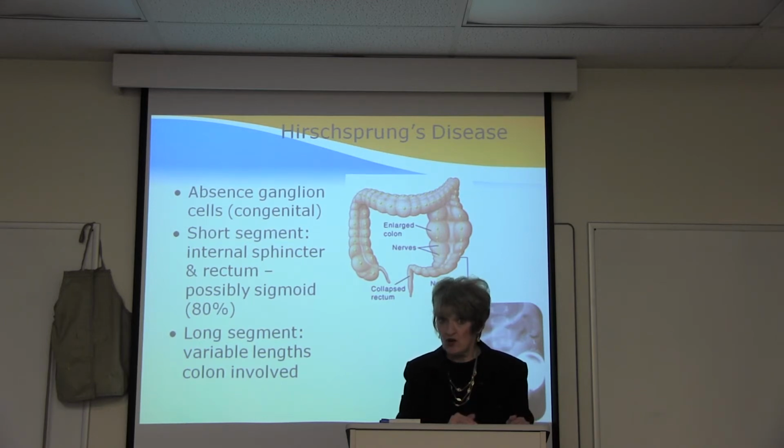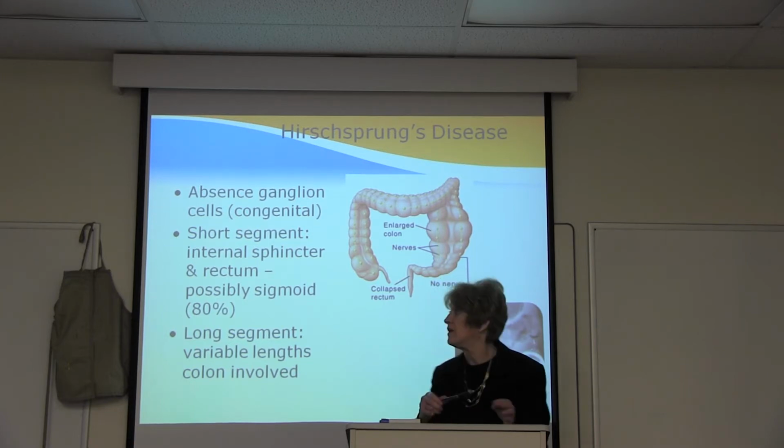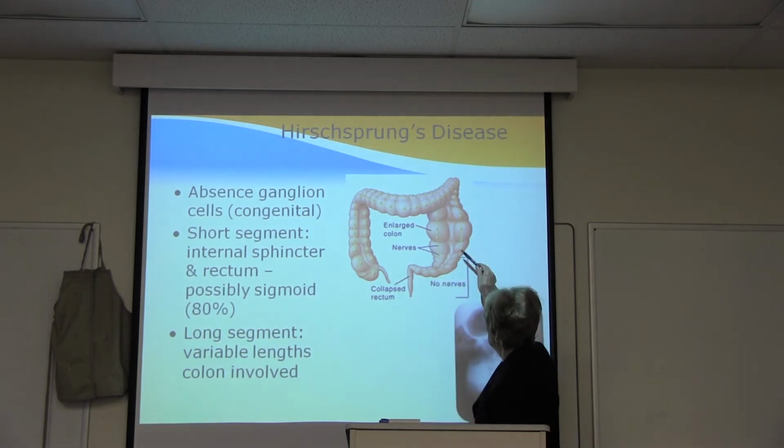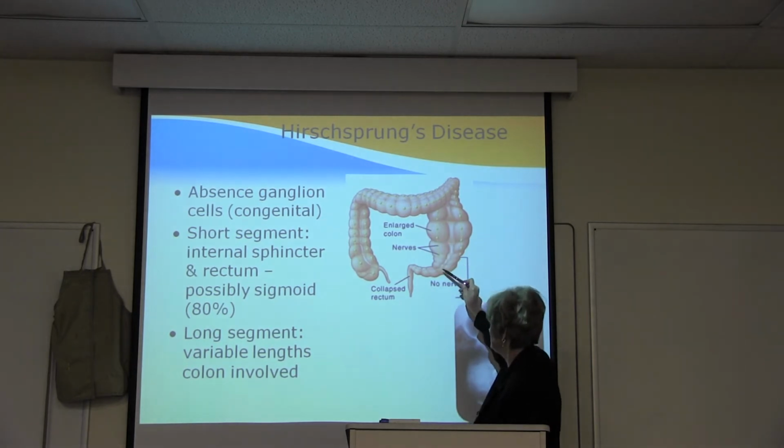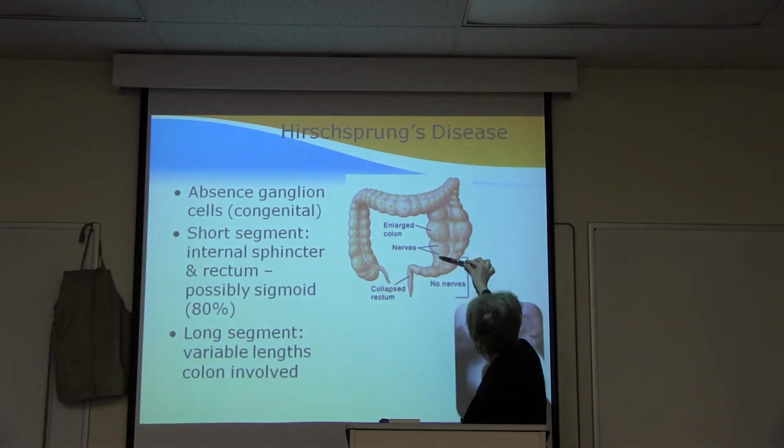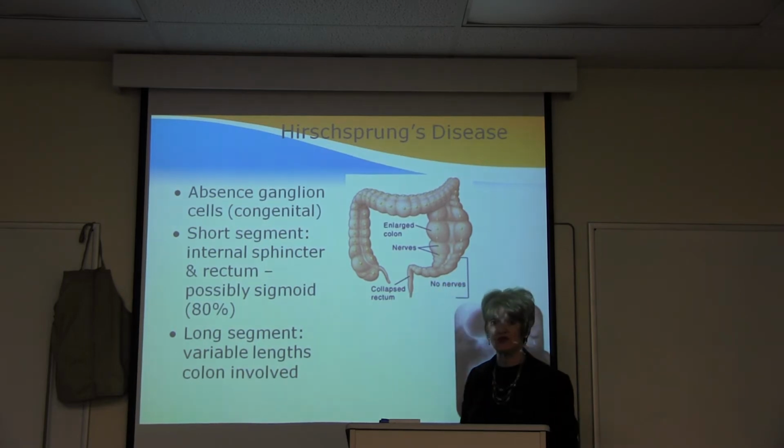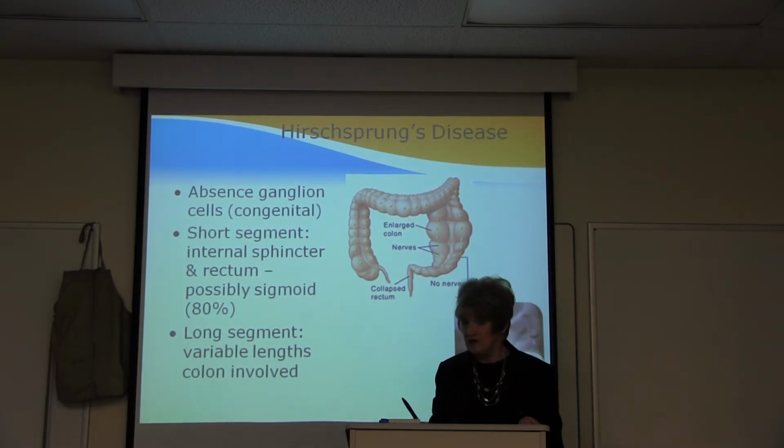So if innervation occurs proximal to distal, and if there is any failure of innervation, it's always going to involve the most distal sections of the colon, the rectum, and the anal sphincter. So here you see what is commonly referred to as short segment disease. You have nerves all the way to here, and then the last part of the sigmoid, the rectum, and the internal sphincter lack nerve endings.